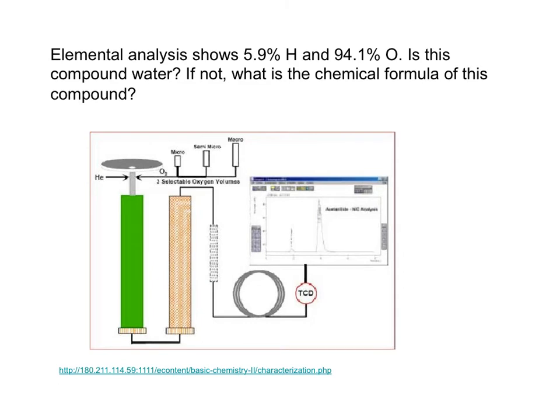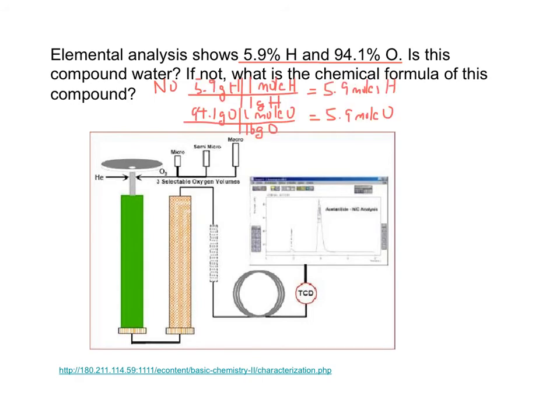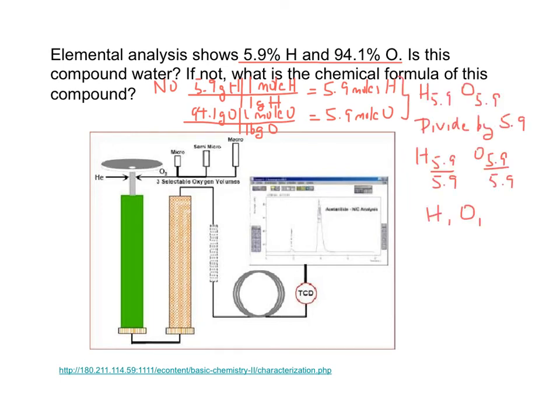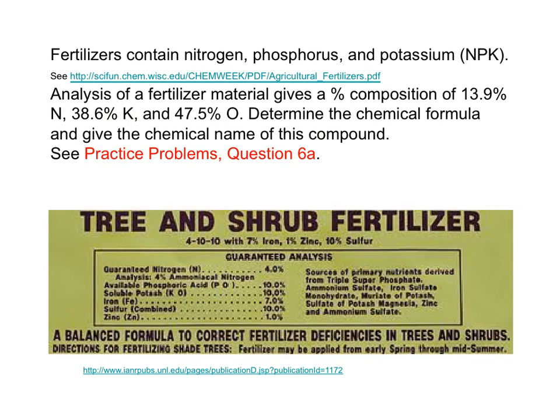Elemental analysis of a hydrogen oxide compound shows this percent composition. Stop the video and answer these two questions. And the answers are no, because that percent composition doesn't match the percent composition for water. And the chemical formula for this compound is, turns out that there's not an H1O1 compound, but there's an H2O2 compound, which is hydrogen peroxide. Let's do another practice problem. Stop the video and determine the chemical formula of this compound.